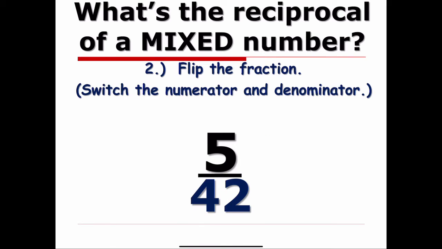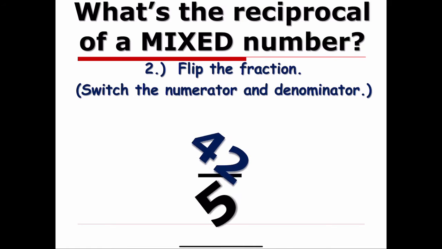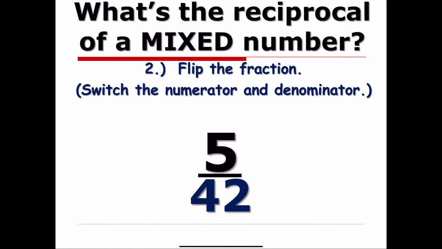And you've got 5/42. Now you'll notice that when we did that, it's now a proper fraction, a regular fraction, 5/42. Before it was improper, it was 42/5, which means it's greater than 1. And when you change it to the reciprocal, now it's less than 1, between 0 and 1, which is what a proper fraction is.